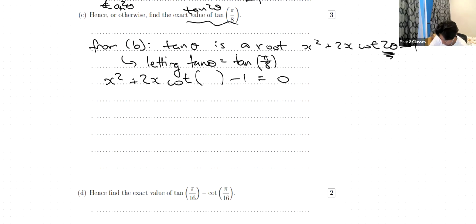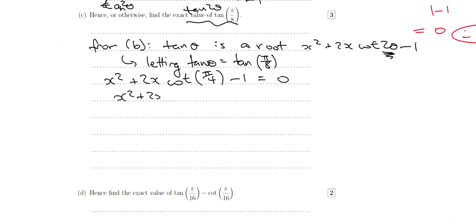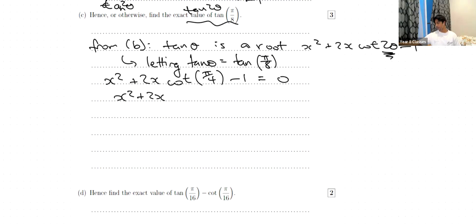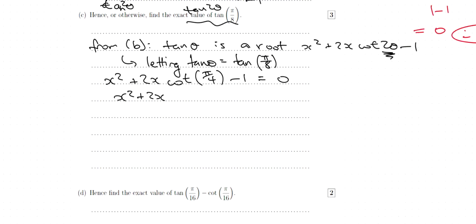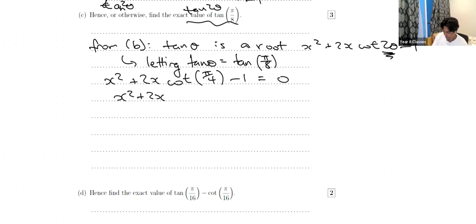Okay, so now we have x squared plus 2x. What is cot pi on 4 as a number? So think, what is tan pi on 4? It's just 1. So this just becomes 2x minus 1 equals 0.